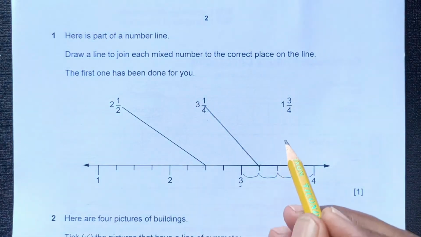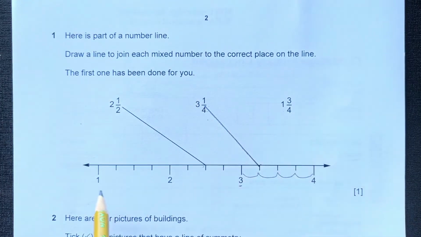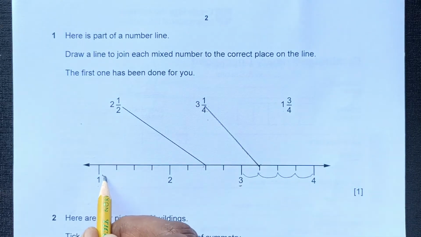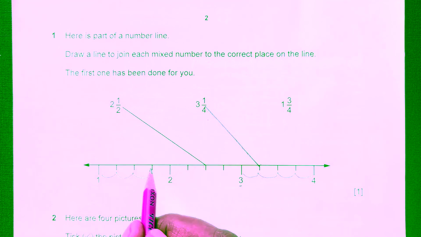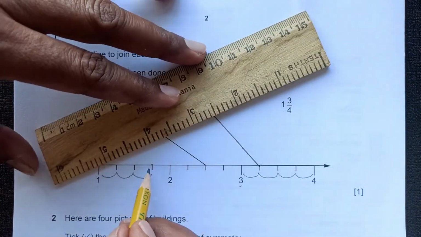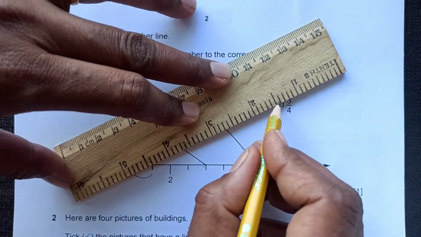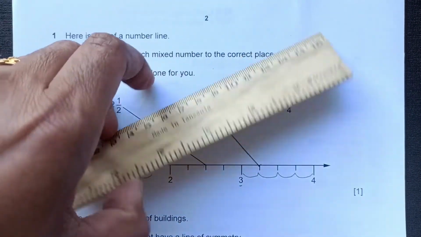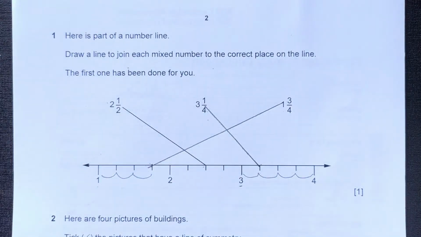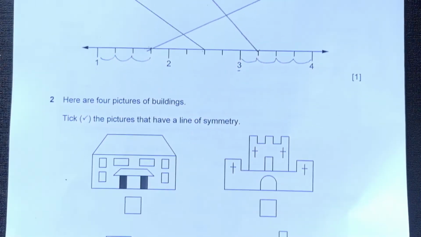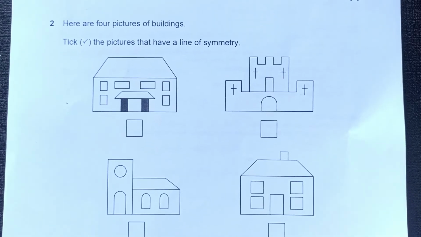Right. Now next we have 1 whole number. 1 is here. 3 quarters. So this is first, second and third quarter will be here. So we are just going to join one line like this. Okay, so that's done.